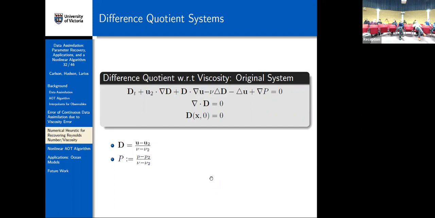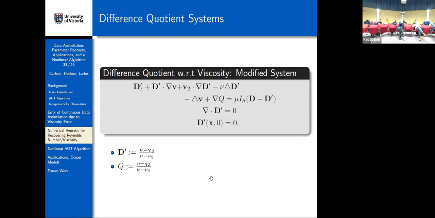Looking at NSC directly, D here represents U minus U2. U has viscosity nu, and U2 solves NSC with viscosity nu2. So this is your difference quotient directly. Your P comes here, P minus P2, over nu minus nu2. Then we're going to consider this projected into divergence free space. We're going to do the same thing with the AOT system, identically analogous.